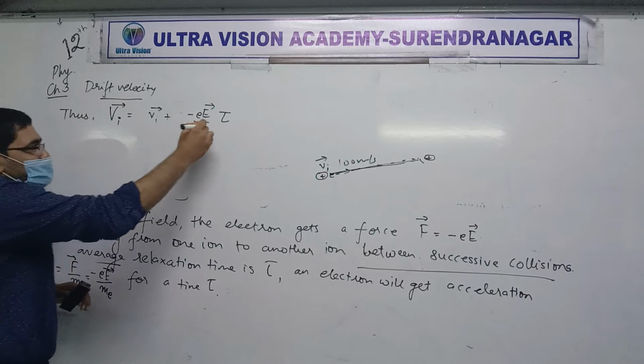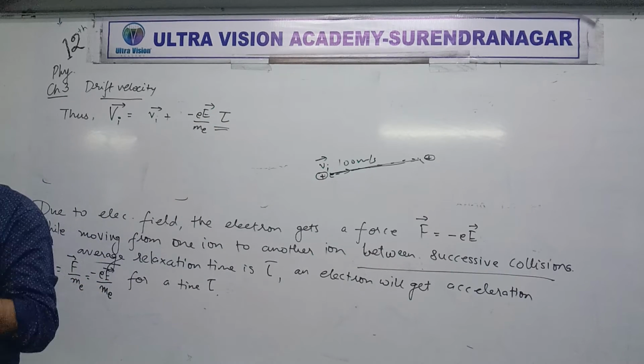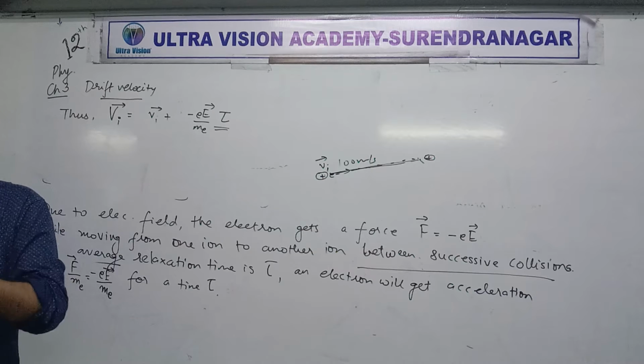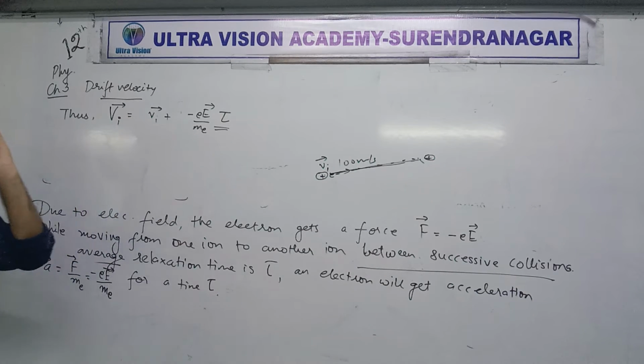So acceleration is not for infinite time. Acceleration is only for a short time. Then it finishes. Again the short time finishes. Again the short time finishes. So always the velocity will be like this. But this is for the ith electron.